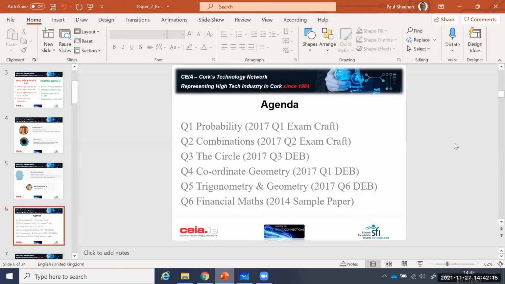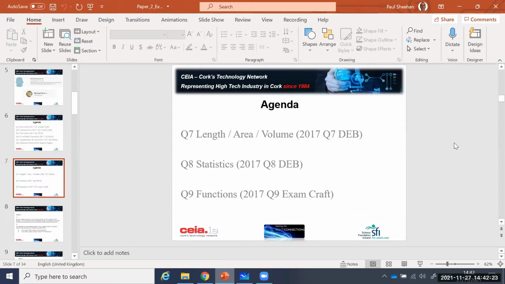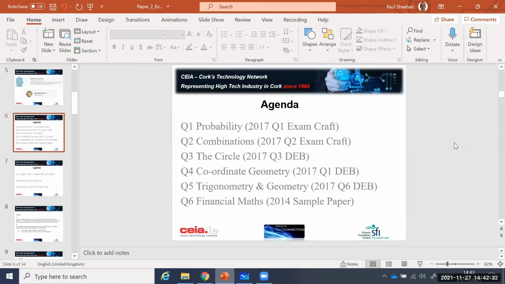In terms of the agenda today, I'll go through a question on probability, combinations, a circle, coordinate geometry, trigonometry and geometry, financial mathematics, length, area, and volume. If there's time, I'll do a question on statistics and functions. So these are taken from recent years' sample papers.